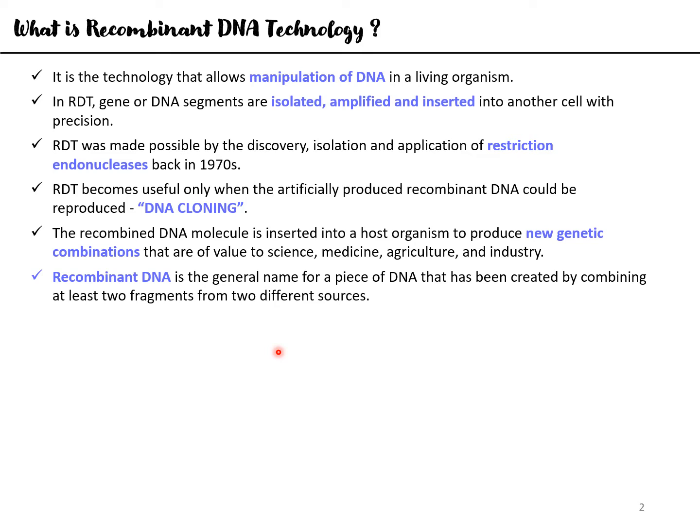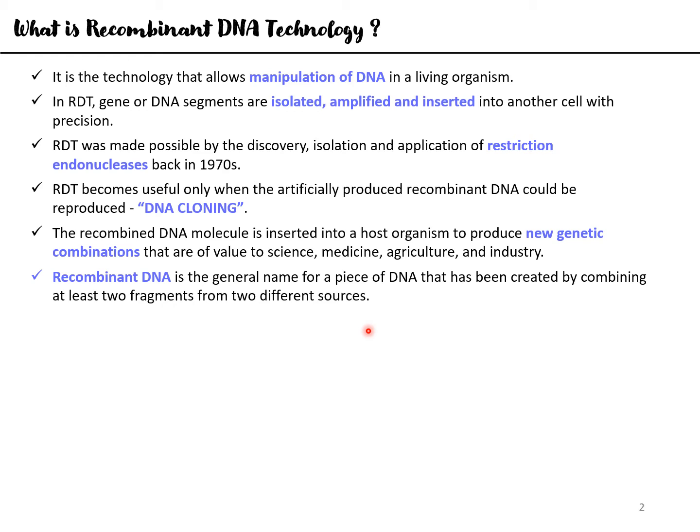Recombinant DNA is the general name for a piece of DNA that has been created by combining at least two fragments from two different sources. So at minimum you require two fragments of DNA, each isolated from a different source, and when they are combined together, it is referred to as a recombinant DNA, and the technology behind it is called recombinant DNA technology.